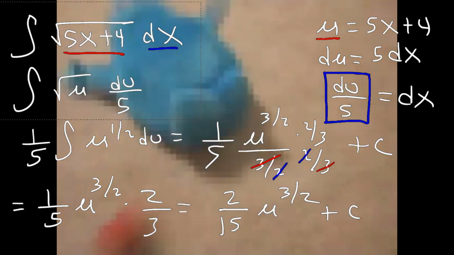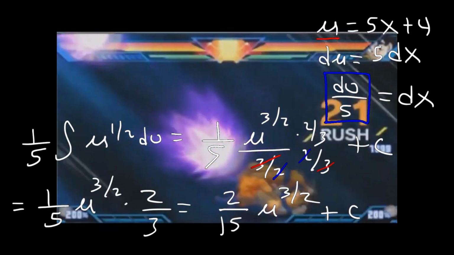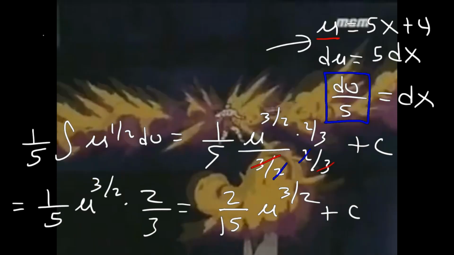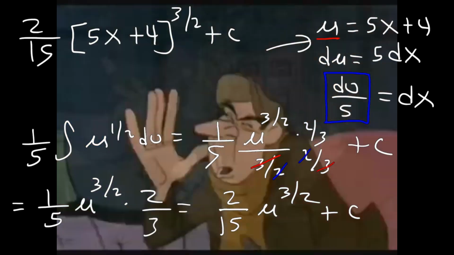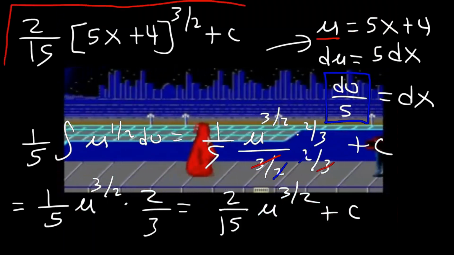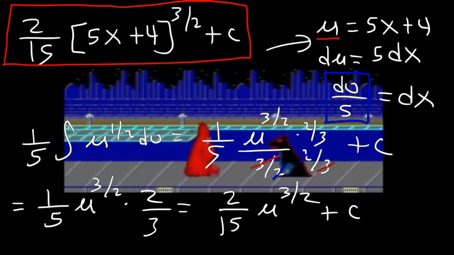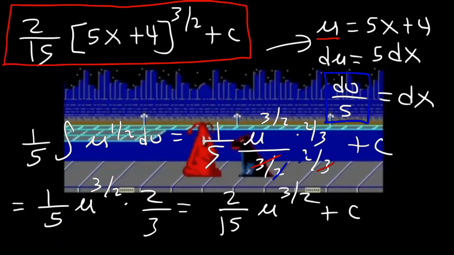So now, to write the final answer, all we need to do is replace u with 5x plus 4. So it's 2 over 15, 5x plus 4, raised to the 3 over 2, plus c. And so that's the solution. So as you can see, U-Substitution is not very difficult once you get the hang of it. As long as you do a few problems and get used to the method and the techniques employed here, it's a piece of cake.